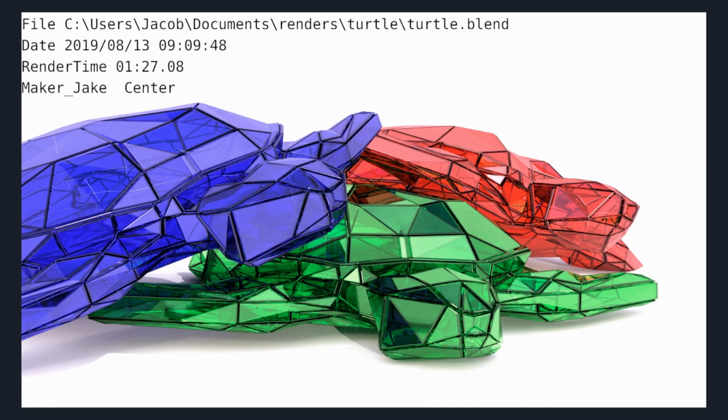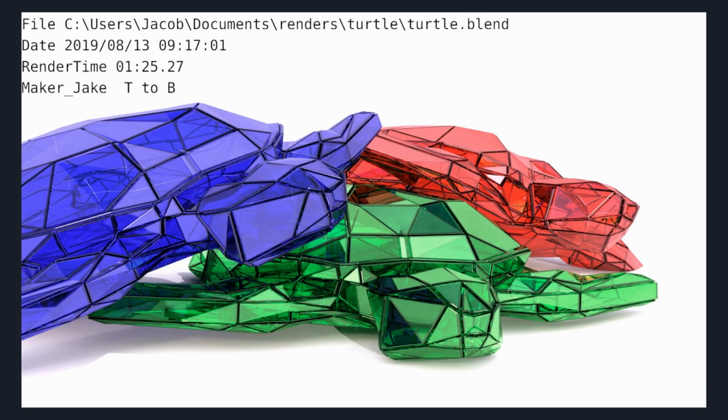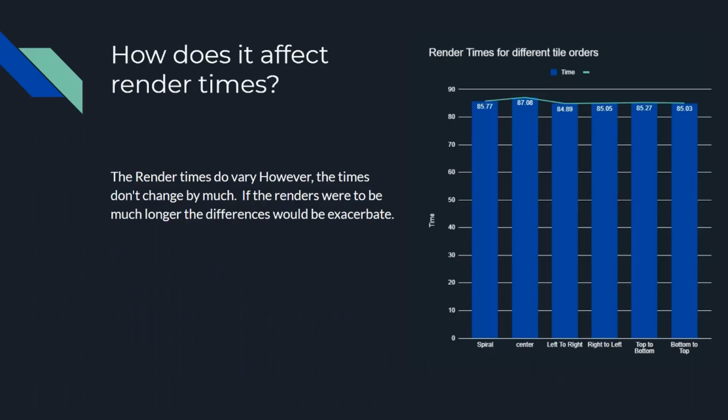With center, it went up another 2 seconds. Left to right, it would have gone down 1 second, right to left, around the same. So you can see there isn't that much change, but there is a very slight variation. The render times do vary, however the times aren't that significant.